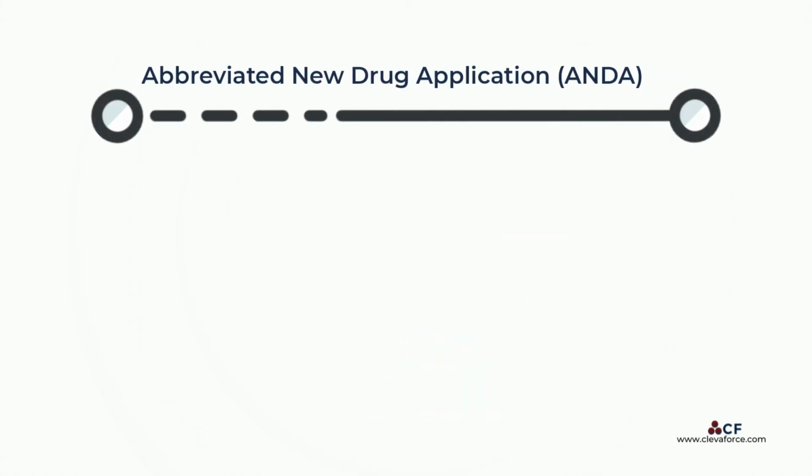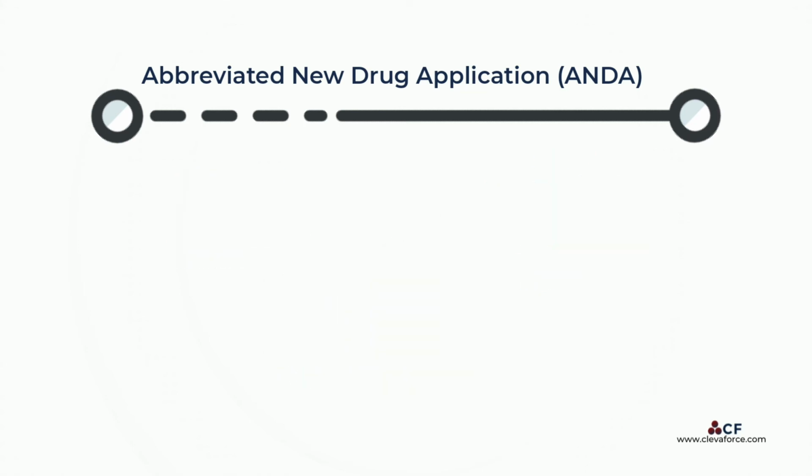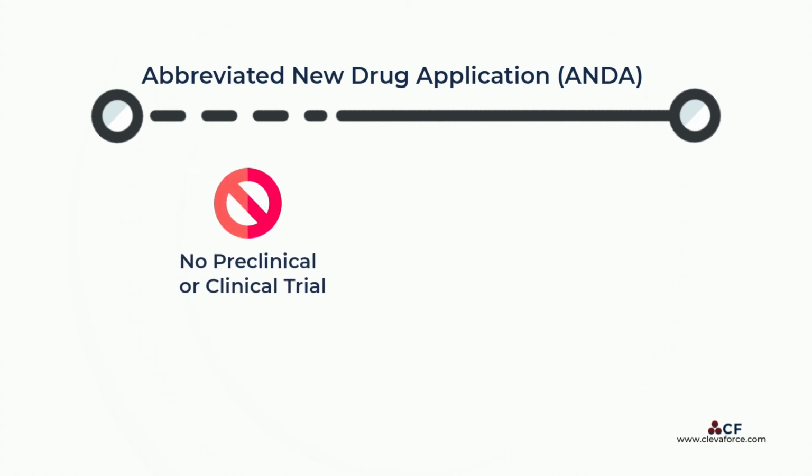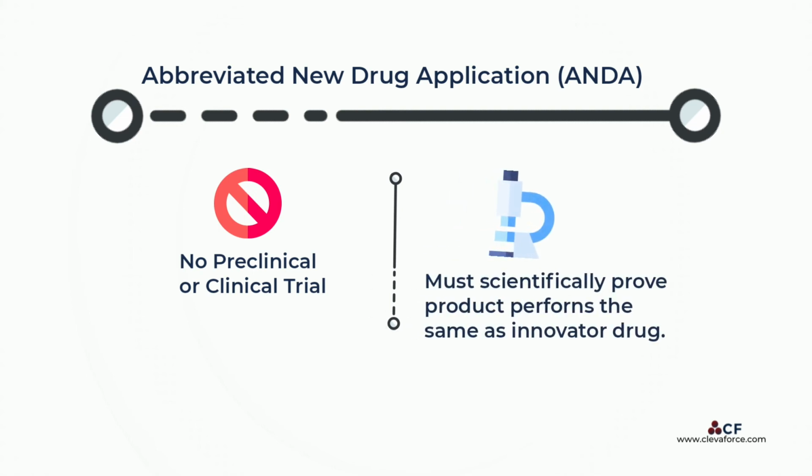An abbreviated new drug application, ANDA, contains data that is submitted to the FDA for review and possible approval of a generic drug product. Generic drug applications are termed abbreviated because they are not required to include preclinical and clinical data to establish safety and efficacy. Instead, generic applicants must scientifically demonstrate that their product performs in the same way as the innovator drug.